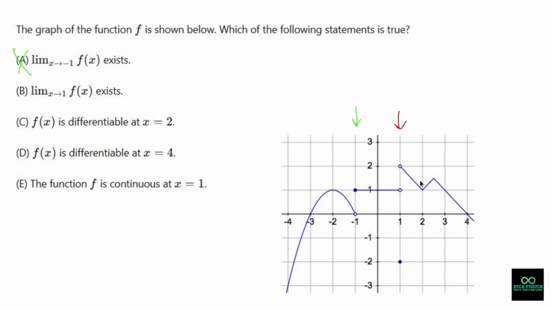So since the left-handed limit and the right-handed limit don't match, that's not going to be it either because it's not going to be true. Let's take a look at C.